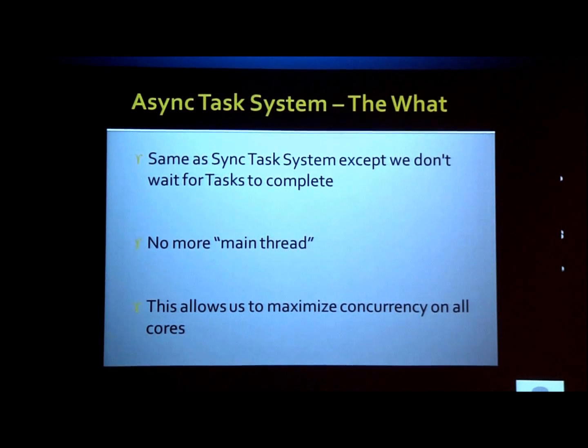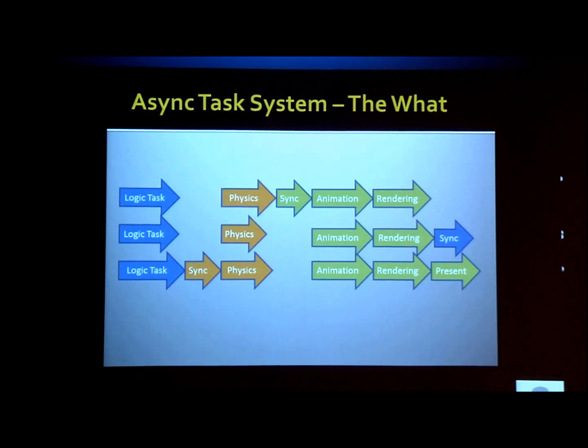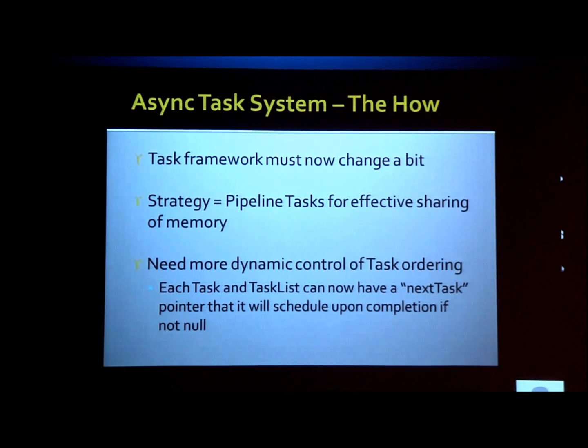And ultimately, it sort of looks like this. We've got logic tasks, and then sometimes they synchronize, and then physics, and some graphics, and then we have to synchronize again. To get this to happen, we kind of have to add a little bit more fluff to our task framework, because what we're doing now is pipelining stuff, not just spinning stuff off and waiting for it to finish. So every task in the task list now has to have a pointer to a task that might be coming after it. And you can just check, is next task null? If not, then schedule.